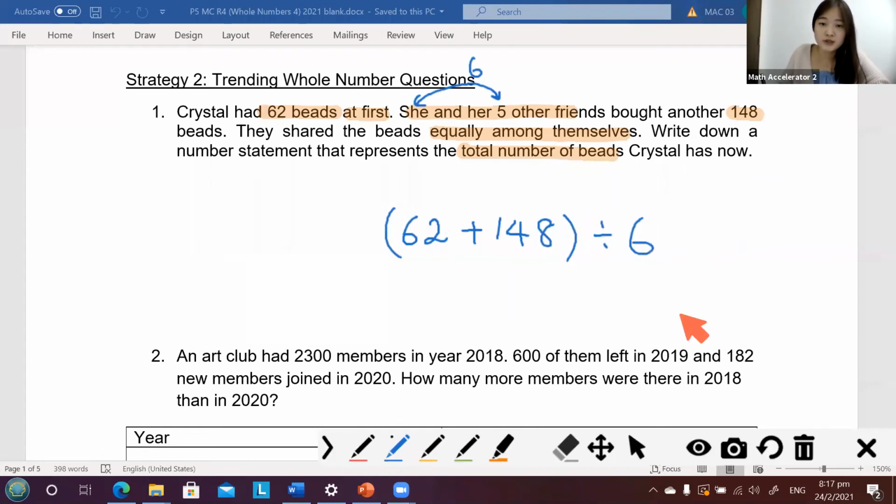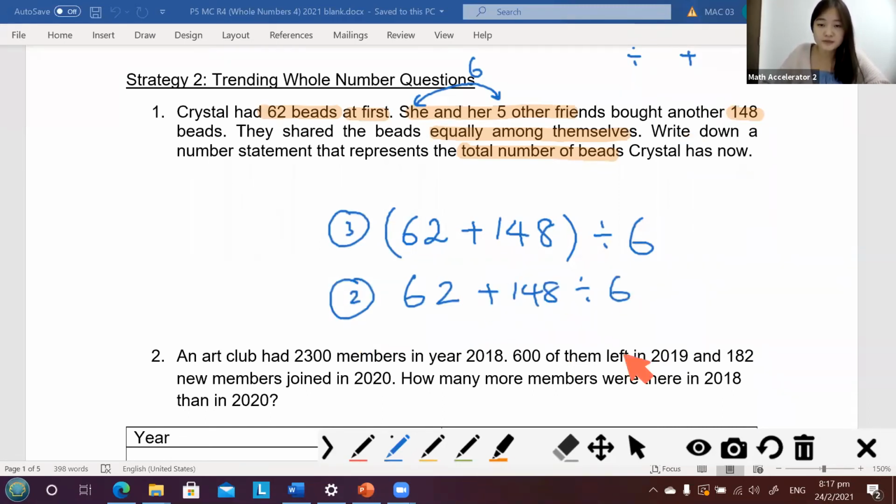And why must you put the bracket? Remember your order of operations. If you have divide and you have a plus. Let's say you chose option 2, this is option 3. Let's say you chose option 2: 62 plus 148 divided by 6. Some of you forget to add Crystal, right? That's why you chose divide 5.